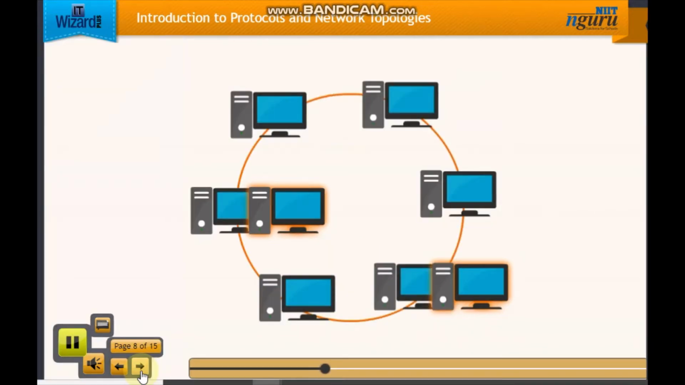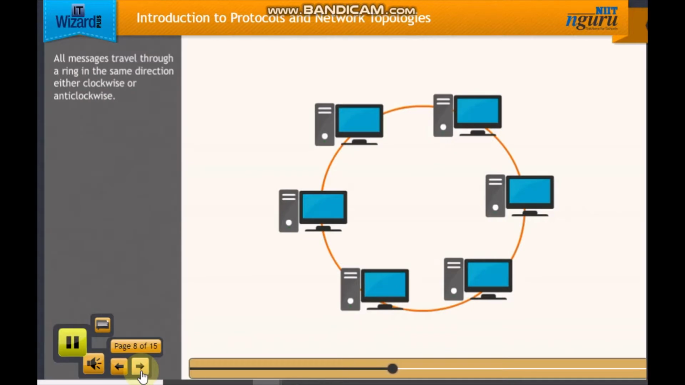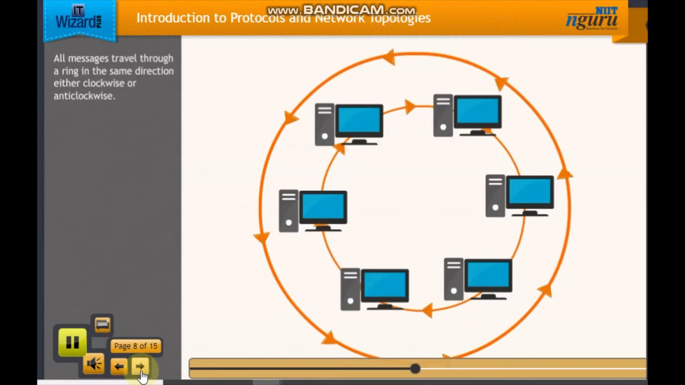It means that if a node wants to communicate with another which is not an immediate neighbor, then only indirect communication is possible. The message is transferred to the immediate neighbors till it reaches the desired node. All messages travel through a ring in the same direction, either clockwise or anti-clockwise.